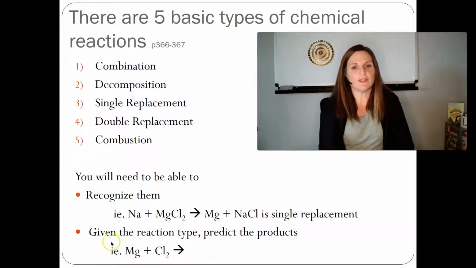The other thing you will need to be able to do is, given the type of reaction, if I say this is a combination reaction, you would need to be able to predict the product.